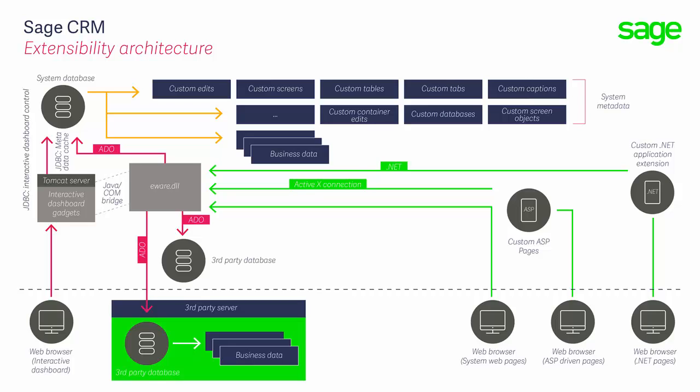But here you can see as well that the idea of metadata allows for the connection of Sage CRM to an external database. You can define the connection to an external database in metadata. You can then define the tables and how they should appear inside metadata inside the CRM database, and once that has been done, it can then be displayed inside either Sage CRM system pages or extensions constructed in the ASP or .NET APIs.